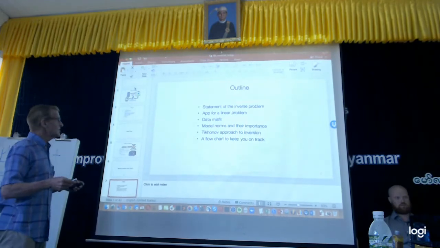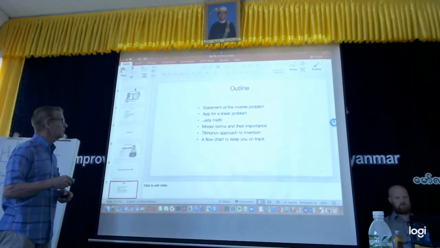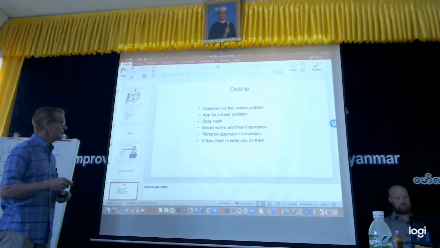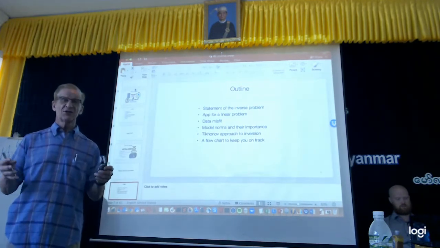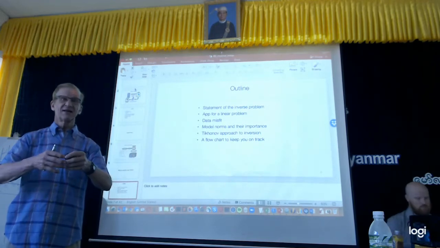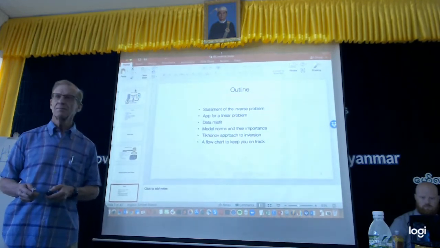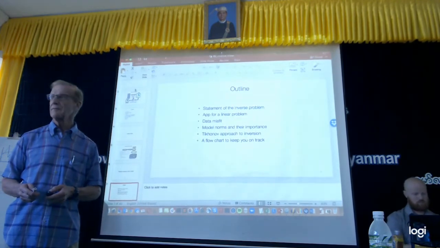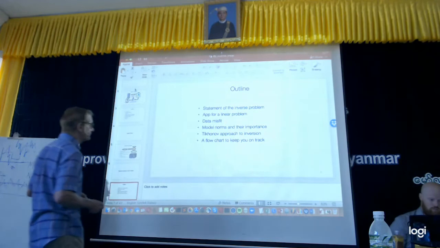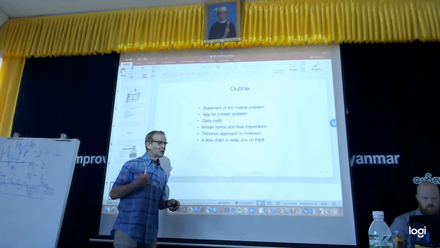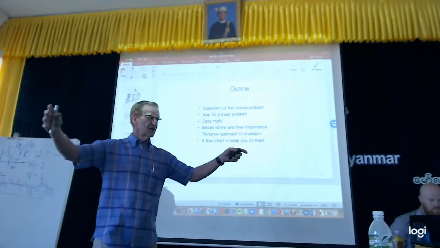So in the notes, I'm going to talk about the statement of the inverse problem. We're going to talk about data misfit. We're going to talk about something that's called norms. These are just mathematical entities that tell us the size of something. A norm is a way of measuring the size of something.